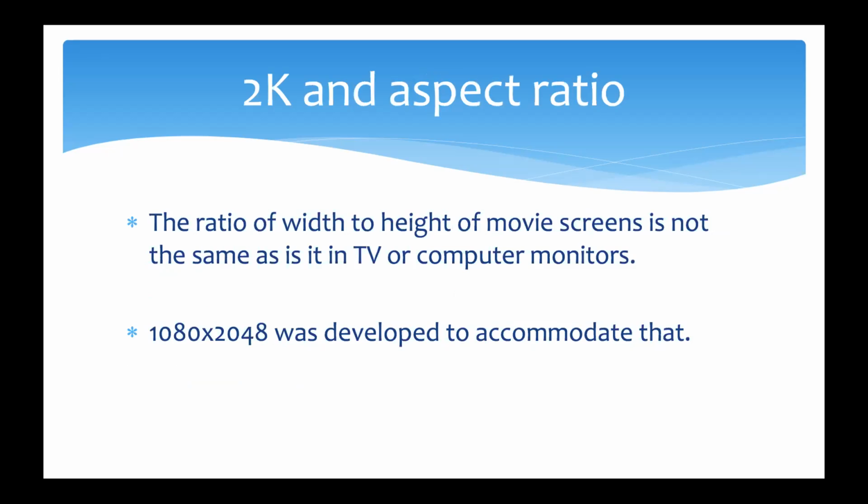So the reason we have a different aspect ratio in 2K is because the height and width ratios of movie screens in theaters is not the same as it is in televisions. So the theaters adapted to a 1080 by 2048, right? And that, by the way, the 2K HD split is where cinema and video formats began to diverge. Right.